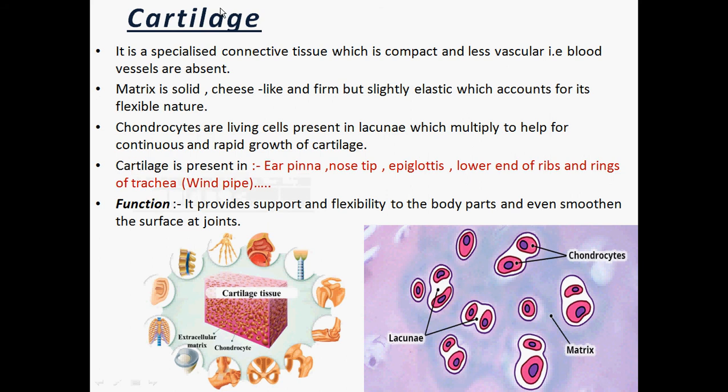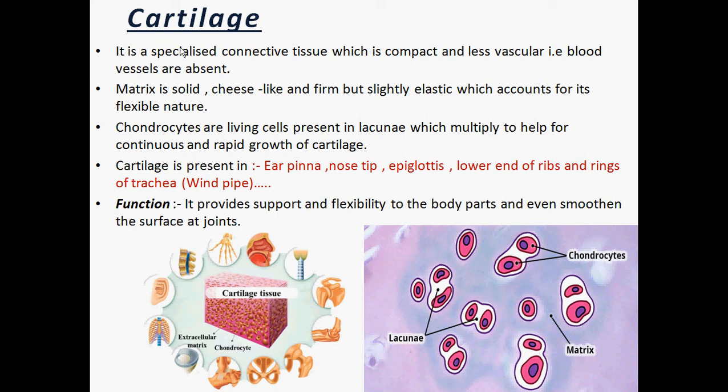Hello students, in continuation we are learning about a type of connective tissue, skeletal tissue, which may be the bones or the cartilage. Based on the previous video, now you are familiar with the term bone, which provides skeletal support to the entire body, gives shape to our body, and also helps in anchoring the different organs of the body.